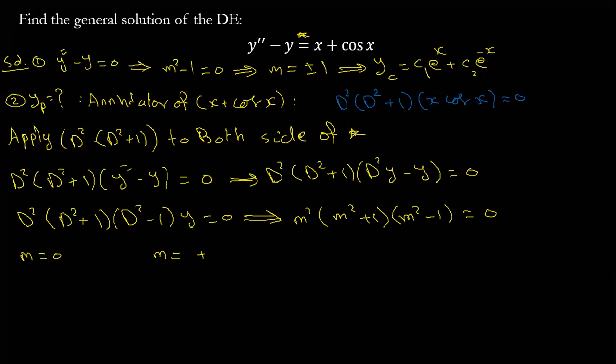Plus or minus i, this is a plus or minus i, okay? And then the last one is m equal 1 and negative 1, okay? So how many m do you have now? 5. How many m? Yeah, 5.